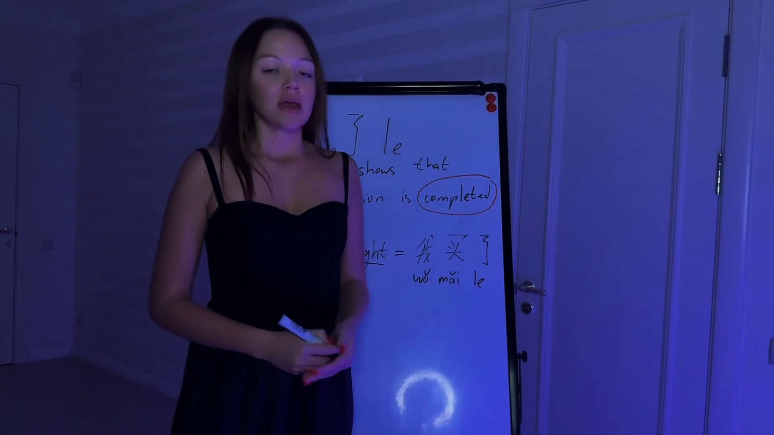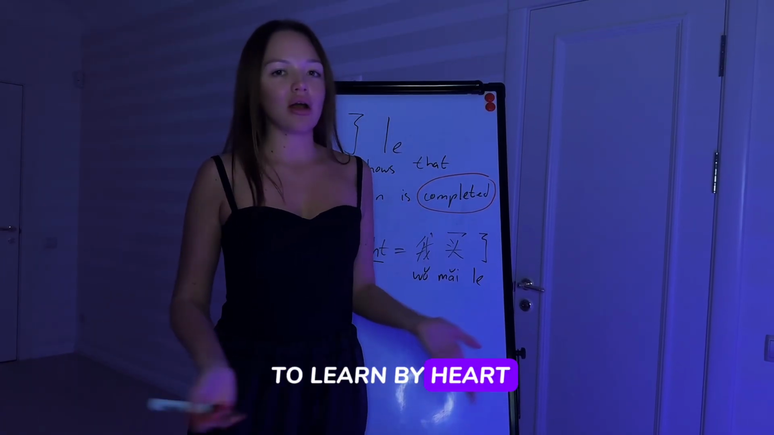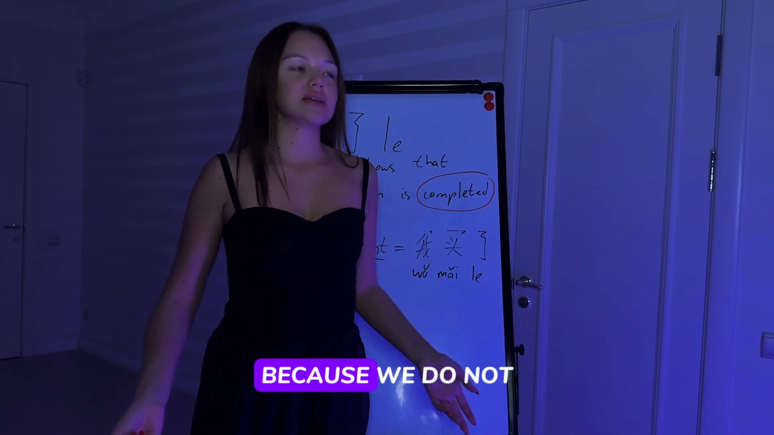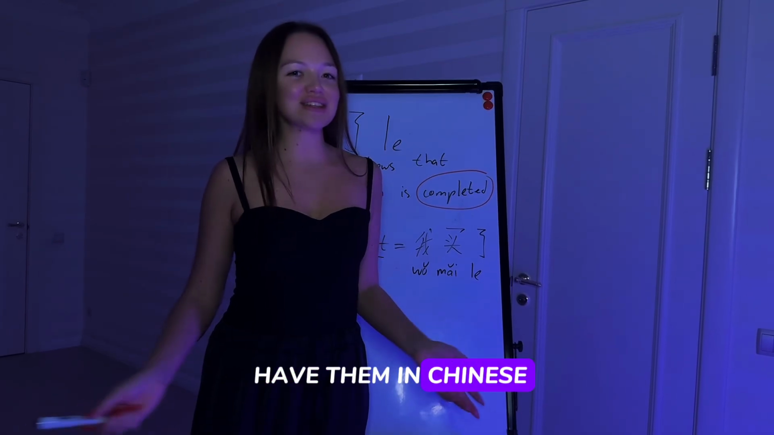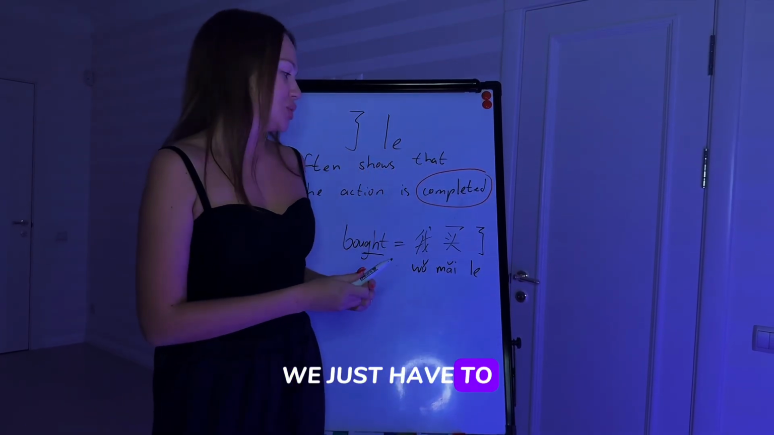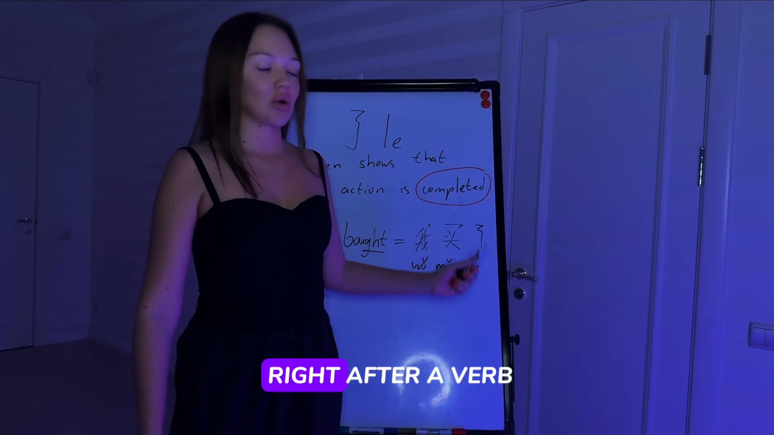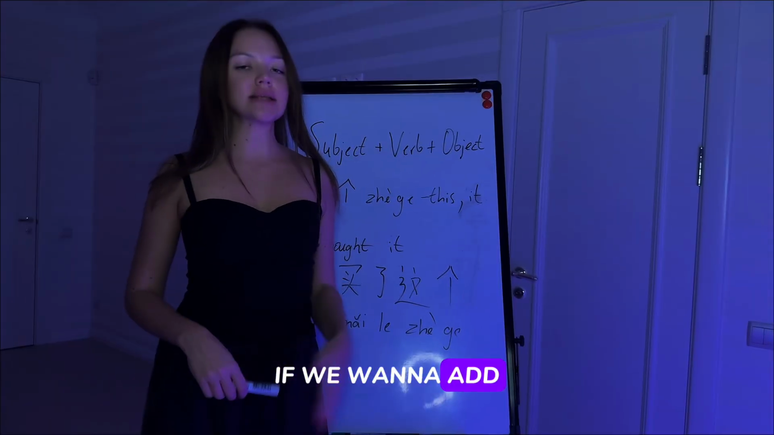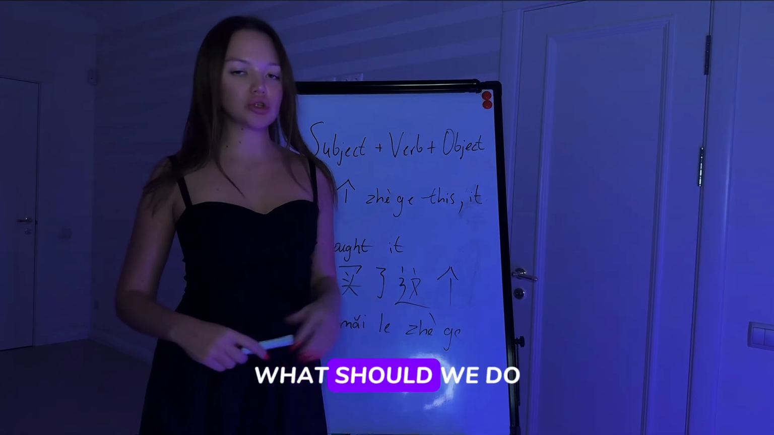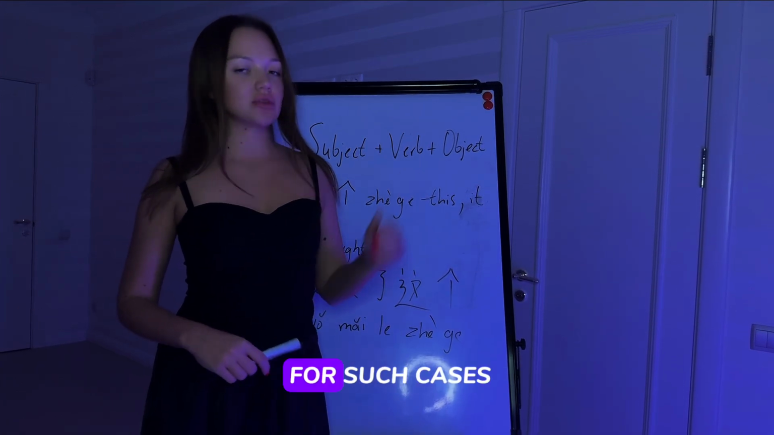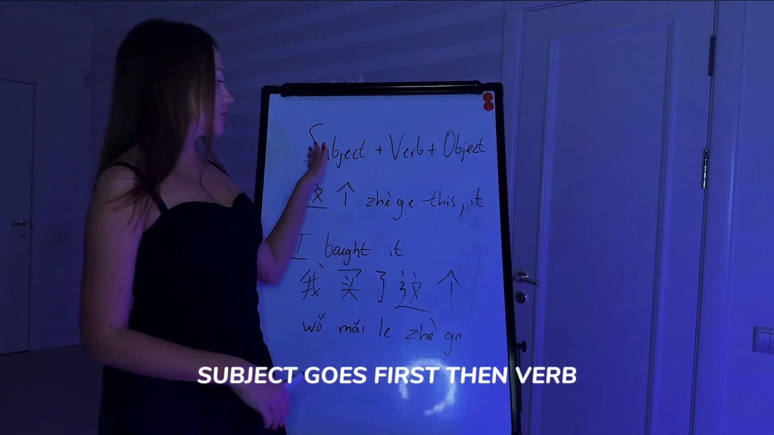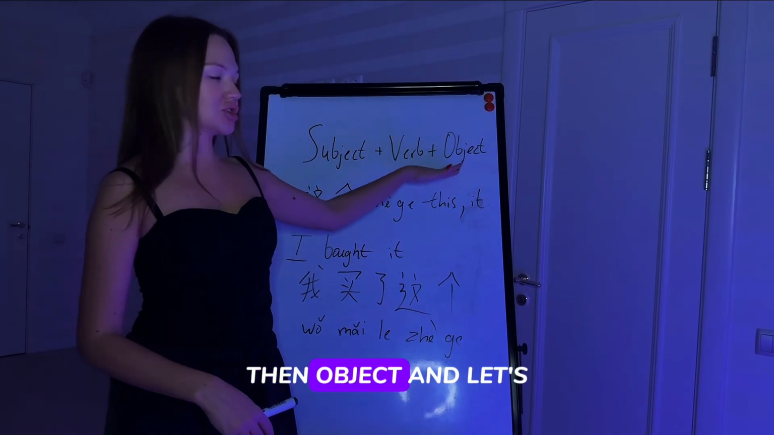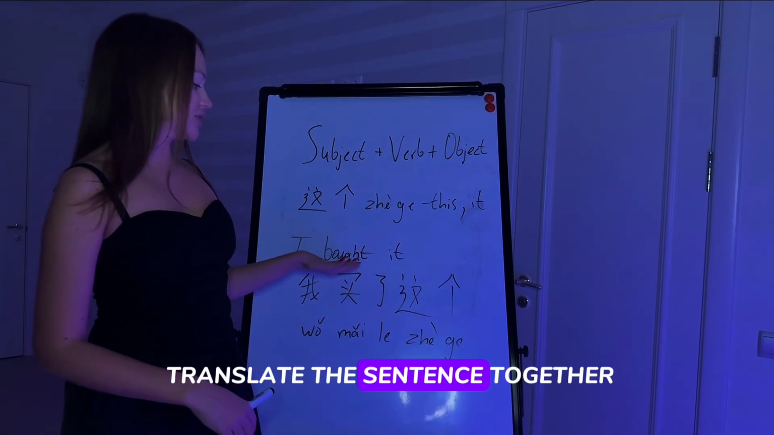That's it. We do not have to learn by heart irregular verbs because we do not have them in Chinese. We just have to put the particle 了 right after a verb. That's it. If we want to add an object to our sentence, what should we do? There is a structure for such cases. Subject goes first, then verb, then object. And let's translate the sentence together.